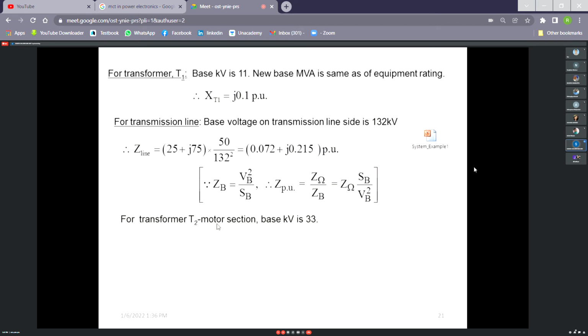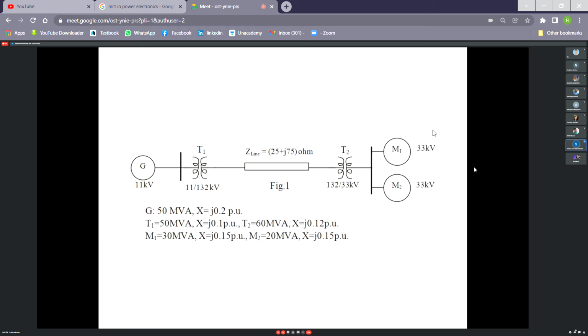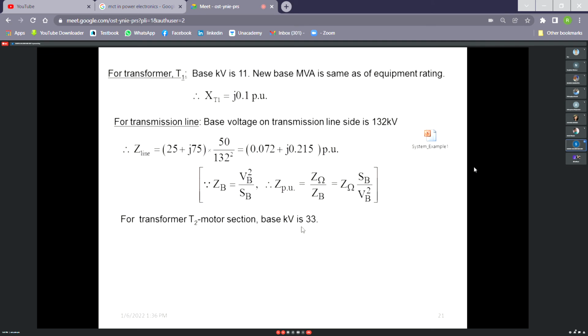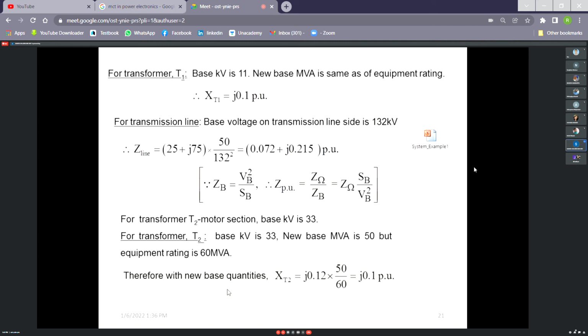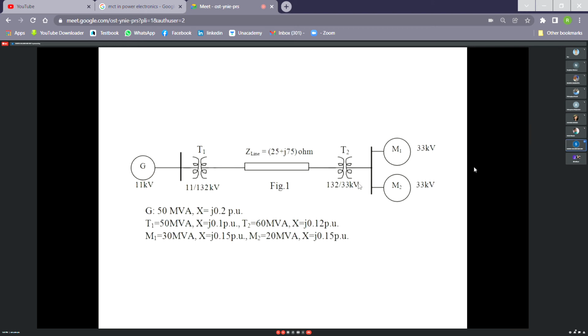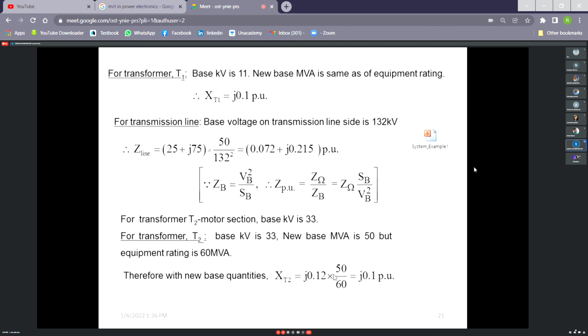So Z per unit is Z ohm by ZB in that way. For transformer and motor section, you see transformer T2 and motor section, the base kV is 33. So here it will be 33. And base MVA is all throughout the same, 50. But for transformer, the equipment rating is 60, not 50. So you have to convert only for the MVA, not for the kV. Why? Because the transformer voltage rating is 33. So here change is only for the MVA, not for the kV.